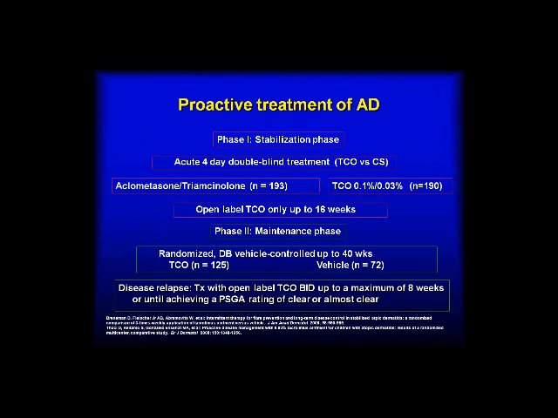So what about once you get them under control? Well, once you get them under control, you're ready for the proactive treatment of atopic dermatitis. This is a study in Europe where they stabilized the patient first, then blinded them into either tacrolimus or corticosteroids, got them cleared up, and then put them on a maintenance phase where they randomized them to double-blind vehicle control for up to 40 weeks. Disease relapse was treated with open-label tacrolimus twice a day, up to a maximum of 8 weeks or until achieving a good rating or clearance or almost clear.